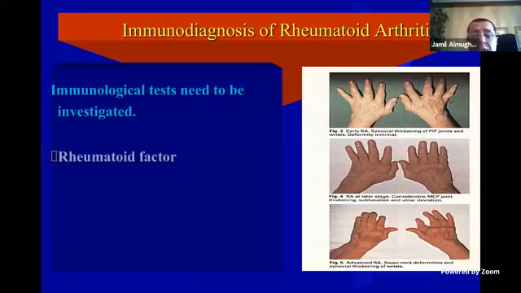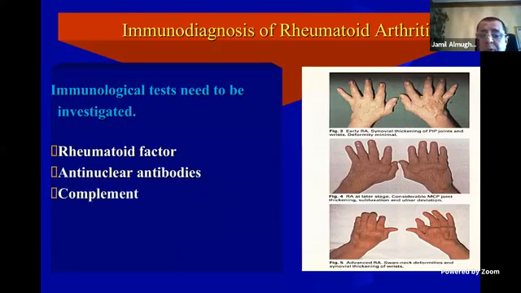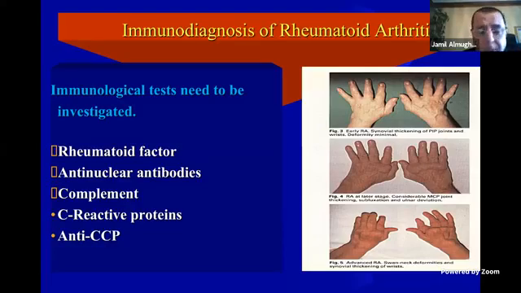What we do in immunology here, we go for rheumatoid factor, anti-nuclear antibodies, complement, C-reactive protein, and something called anti-CCP, anti-citrullinated cyclic peptide antibodies. These are the markers for diagnosis of arthritis patients.